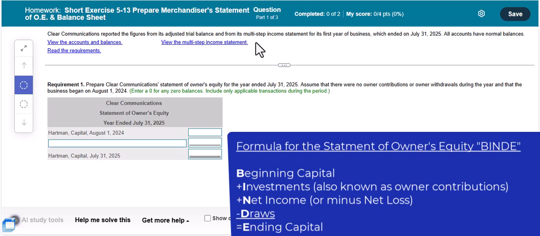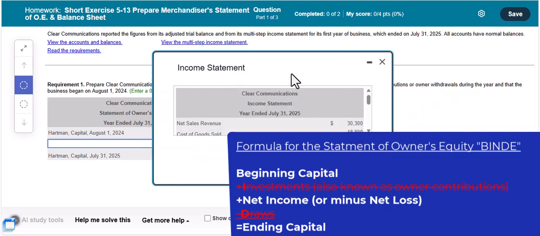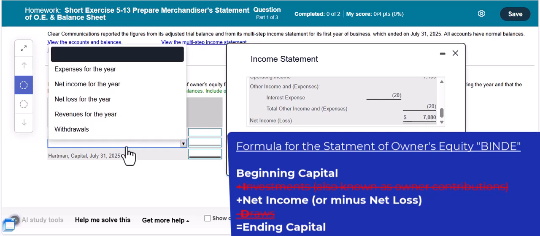It is BINDE or BINDI. So that is beginning capital plus investments, also known as contributions, plus net income or minus net loss, and then minus draws, and that equals our ending capital. And again, this company had no owner contributions or owner withdrawals, so we are just dealing here with beginning capital. And then do we have a net income or a net loss? Take a look at our income statement and scroll to the bottom. We have net income of $70,080, so that is a net income for the year.